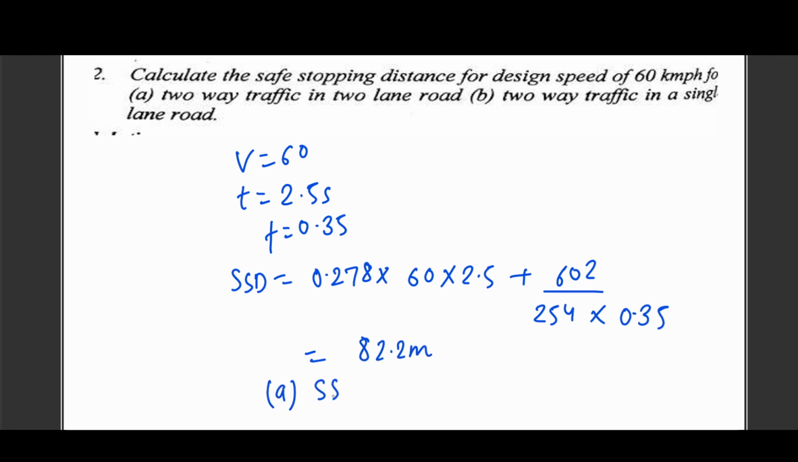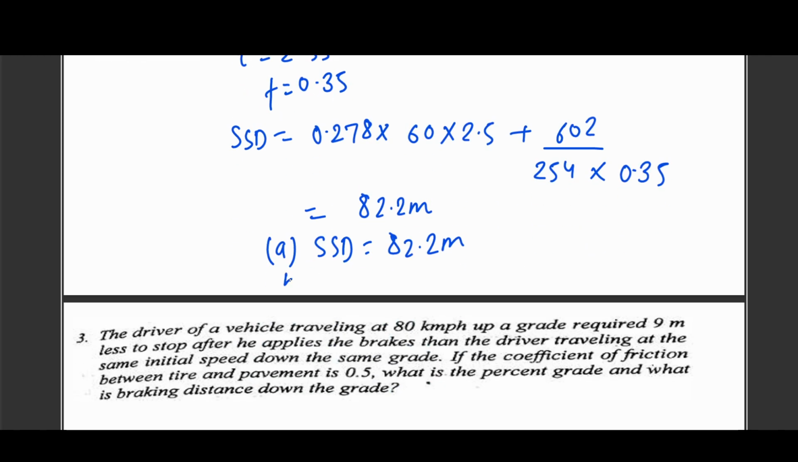So SSD in two-way traffic on a double lane road will be the same, 82.2 meter, as I explained earlier, and in the same direction SSD will be 2 times 82.2, that is 164.4 meter.